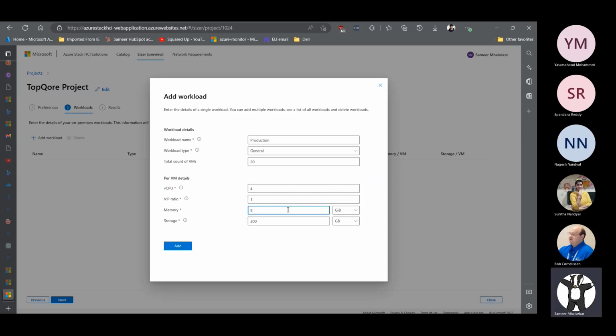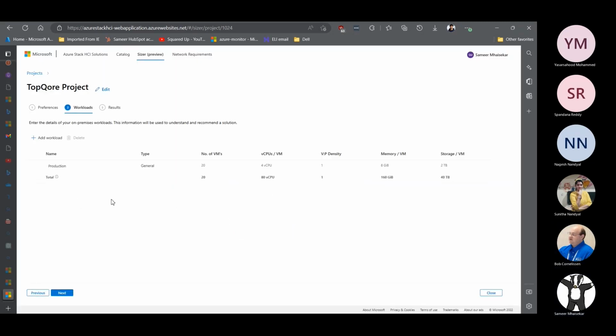For memory, let's say 4 GB is not going to cut it. Yeah, so let's do 8. Storage, I don't know, I want 2000 GB. I'm crazy like that. So I'm going to go add this workload.